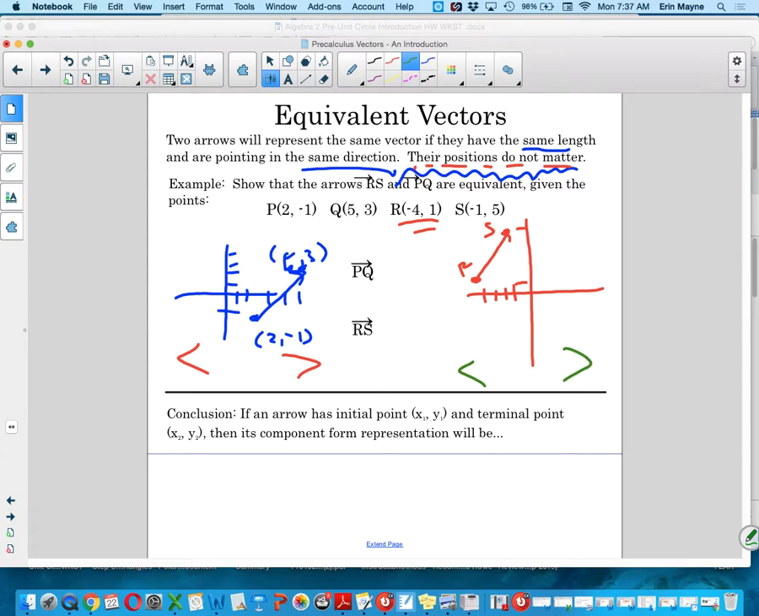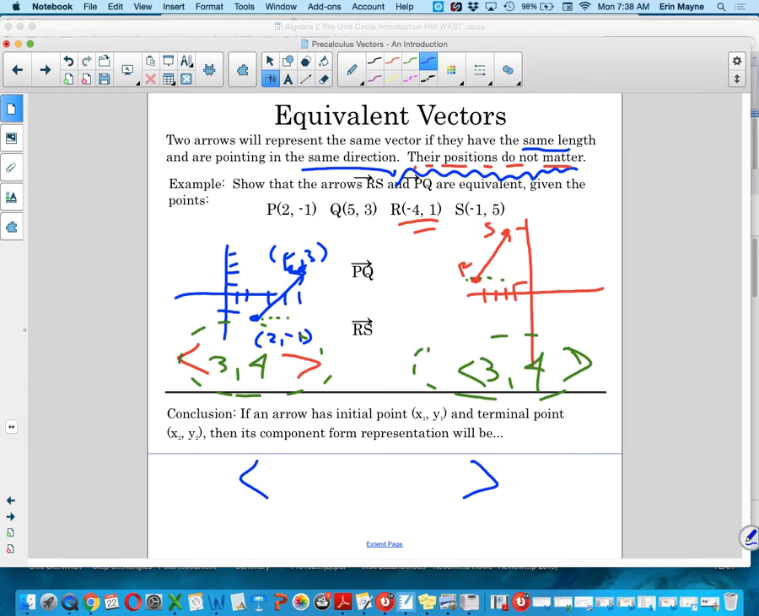What you should notice is that the components here are over 3, up 4, equivalently from R to S, over 3, up 4. Because these have the same components, these are considered equivalent vectors.